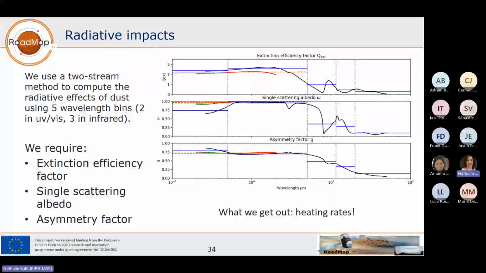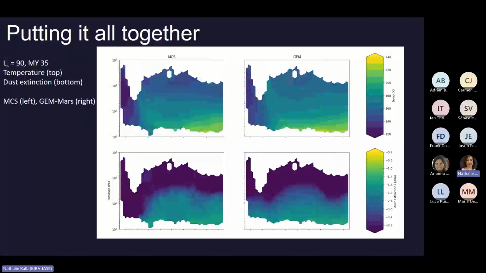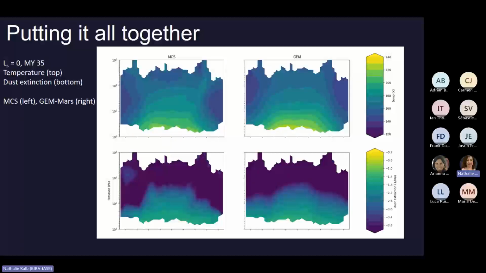I don't know if using more wavelength bins is better, probably, but this is what we use right now. So when you put it all together, I'll just go quickly through this. This is a comparison of MCS, so it's seasonal zonal cuts. This is MCS, this is GEM, this is temperature here, and dust extinction. And this is for LS0. It's just for a 5 LS chunk. So we don't do too badly compared to MCS.